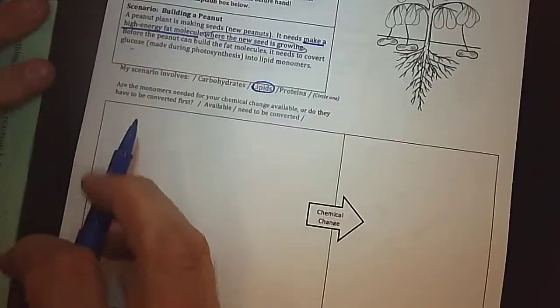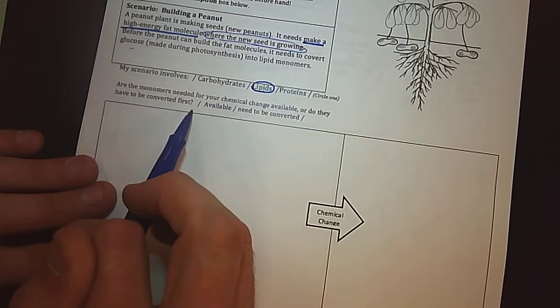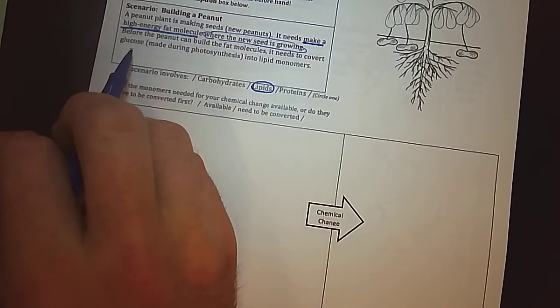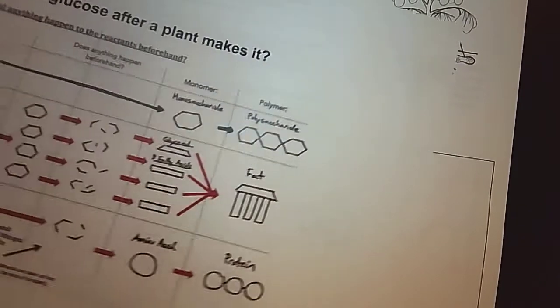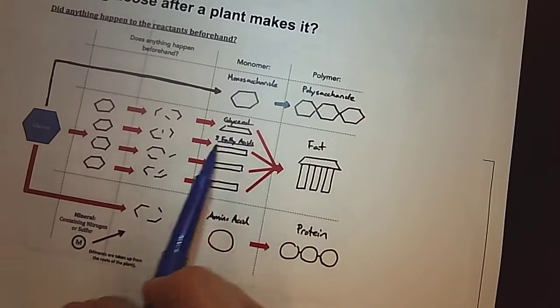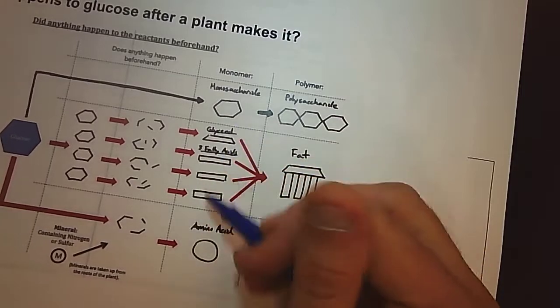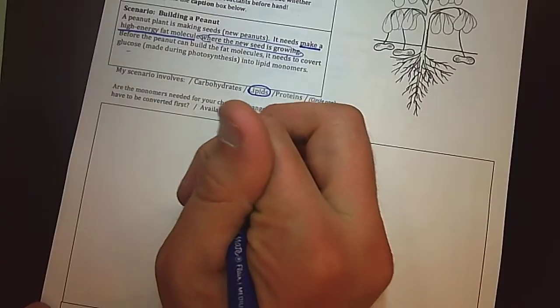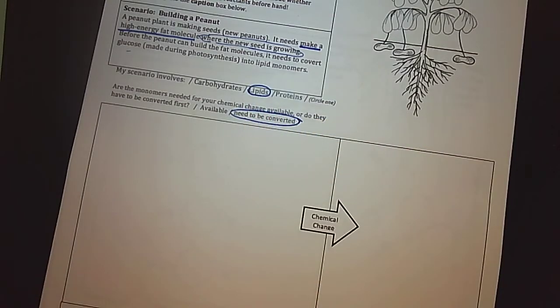And then it says, are the monomers needed for your chemical change available, or do they need to be converted first? So it looks like we're making glucose, and if we look at this sheet right here, we know we're going to make a fat, and the monomer of a fat is not glucose, so it looks like something has to happen before we get the monomers of our lipids. So it looks like it's not available right away, we need to do some converting.